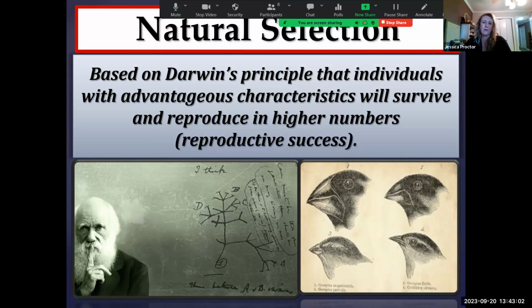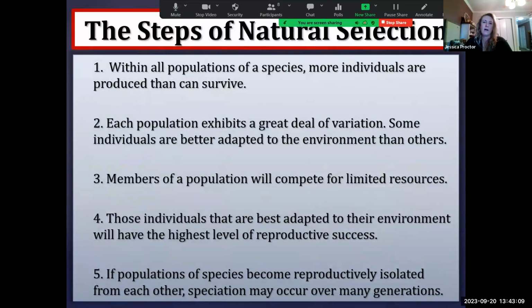Okay, so you've seen this slide before, just to remind you of that definition of natural selection. All right, so there are steps or postulates, you may call them, steps of natural selection. These are basically things that are going to help us understand the process of how natural selection works. And then I'll give you some examples here in a moment.